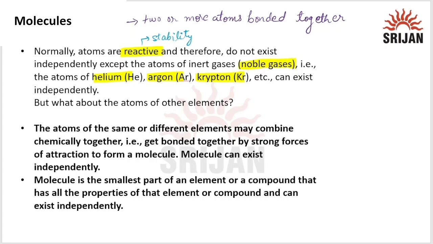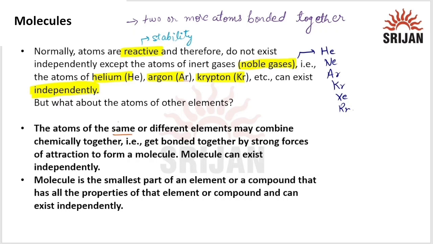Actually, the noble gases are helium, neon, argon, krypton, xenon and radon. These are noble gases and they do not generally react at normal conditions, and they can exist independently. But other atoms like carbon, nitrogen, oxygen, hydrogen, fluorine, chlorine, are all found in combined states.